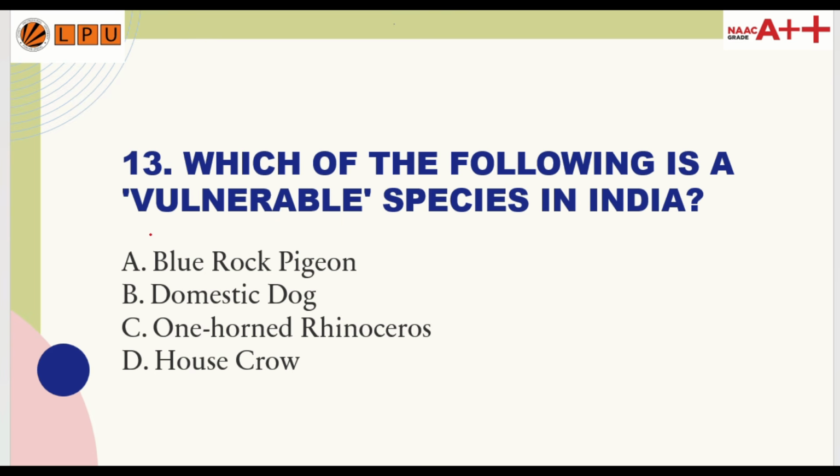13. Which of the following is a vulnerable species in India? Option A blue rock pigeon, option B domestic dog, option C one horned rhinoceros, option D house crow. So the correct answer is option C.